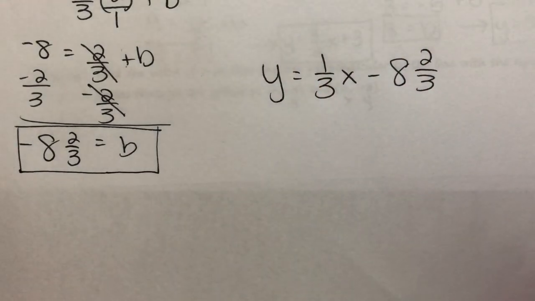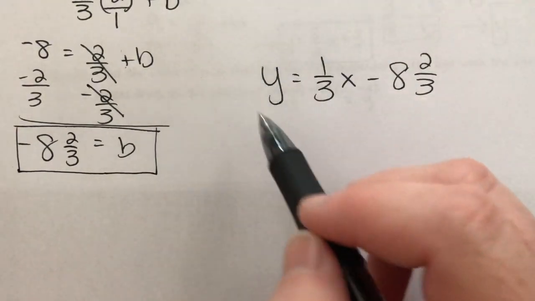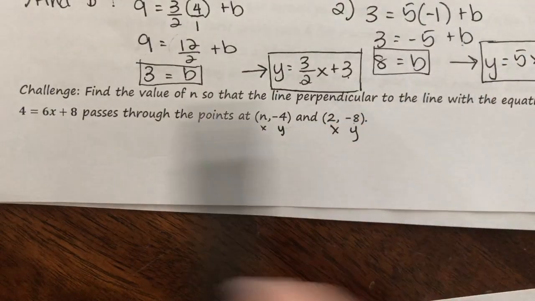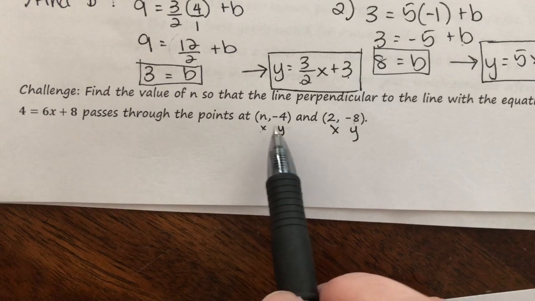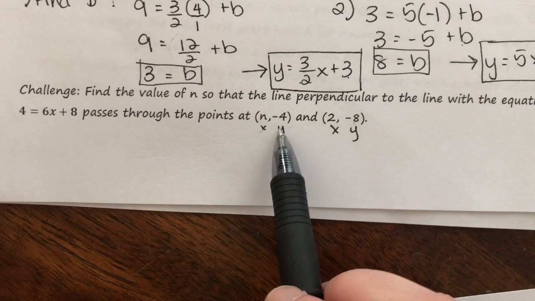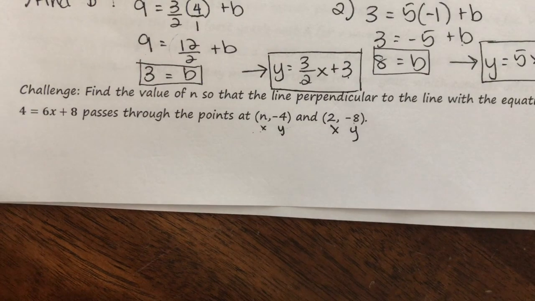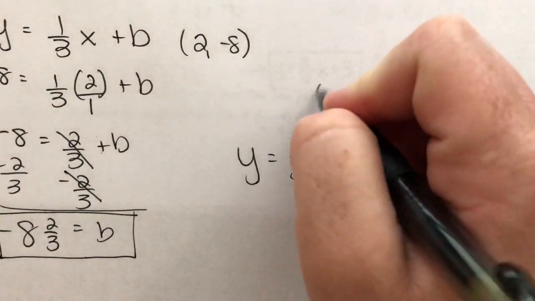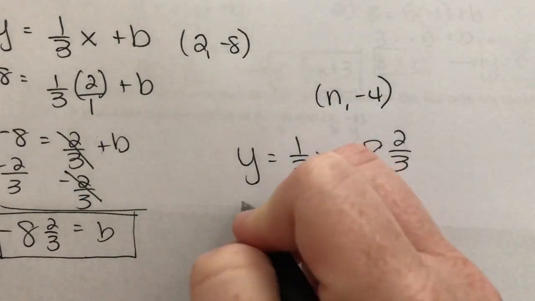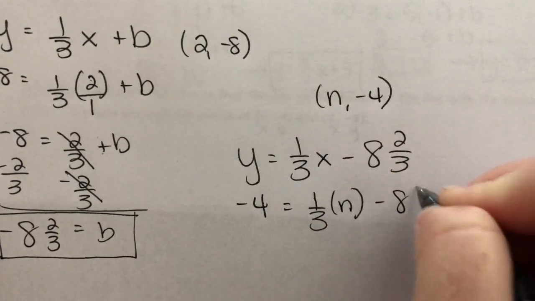Okay, so that looks pretty complicated because we got fractions, but it's okay. Our very, very last step, now that I have the equation of our line, which they started off telling me was perpendicular to this other line they gave me, now I've got to solve for n. So n is my x value, -4 is my y value. When y is -4, what is n going to be, right? Basically, we're solving for our x value. So n comma -4 goes into this equation. So I'm going to plug -4 in for y: -4 equals 1/3 times n minus 8 2/3.